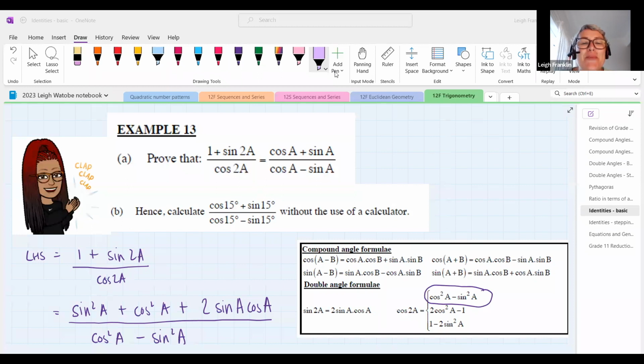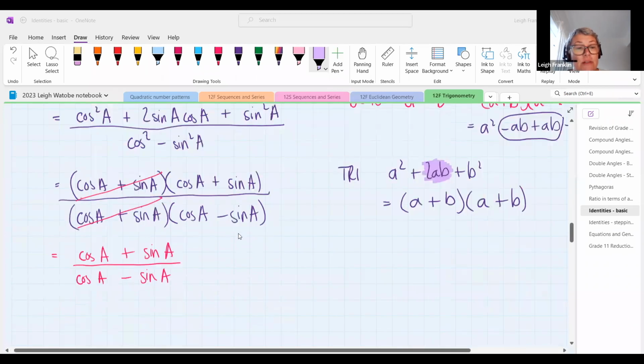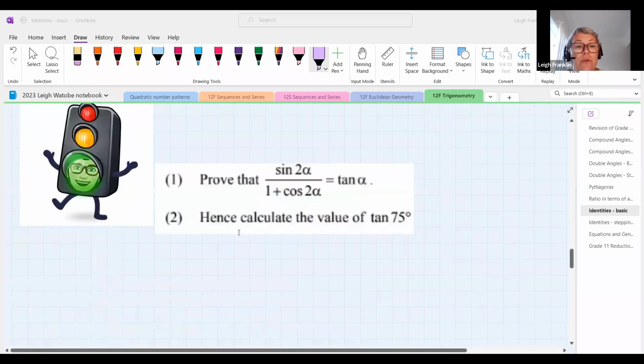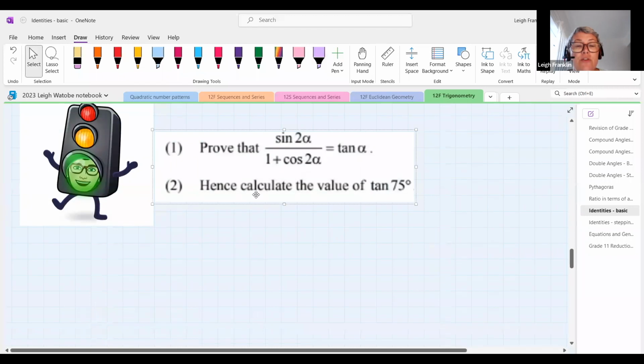Please do one more example like this one. Yes, absolutely. I've got a question that is very similar to this down here for you to try. If you want me to do it with you rather than get you to do it on your own, I'm more than happy to do that. Okay.